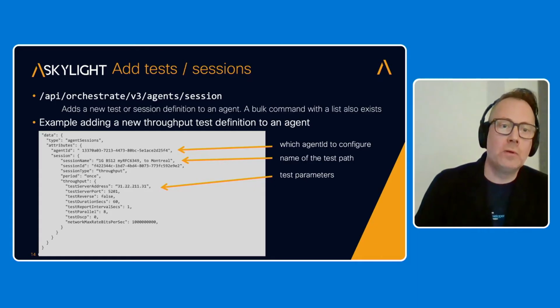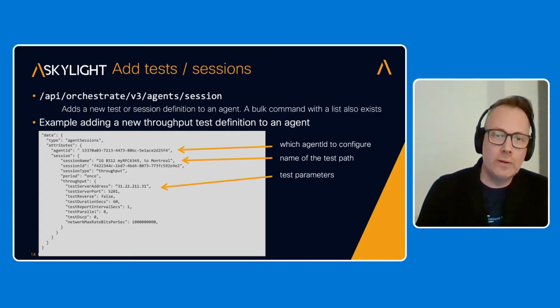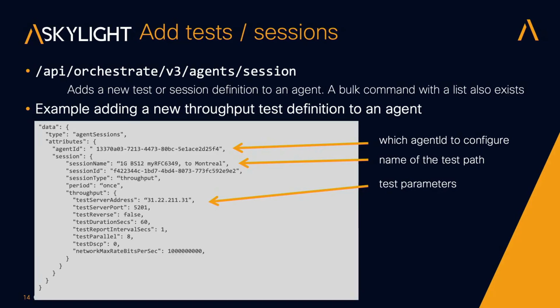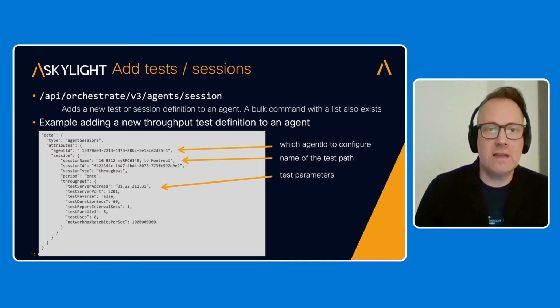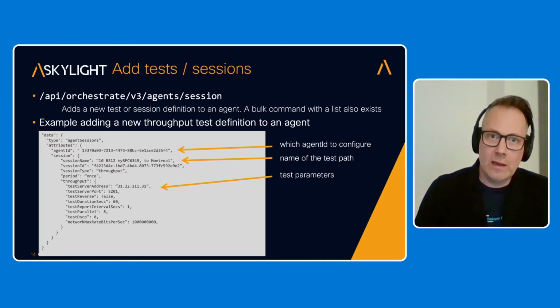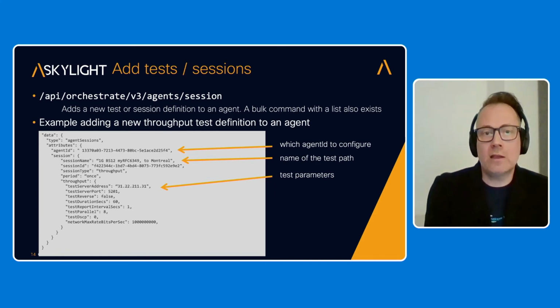So here's an example of the JSON to set up a throughput test, defining the name of the test, which agent should perform it, where to test to, the duration, and so on. You can define multiple tests for every agent. For throughput testing, you can define tens of thousands of tests if you want. But for throughput tests, you can only have one test running at any point in time. But you can have a large number of tests defined and then select which one to run.